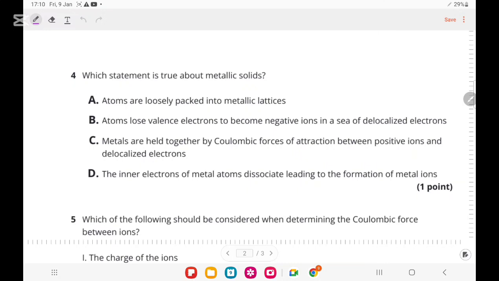Then they are saying which statement is true about metallic solids. So if we see, metallic solids are cations, and they are basically surrounded by a sea of delocalized electrons. There is a strong electrostatic force of attraction that is present between cations and the sea of electrons.